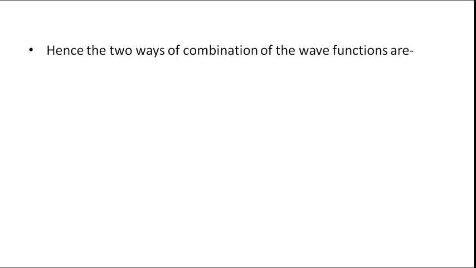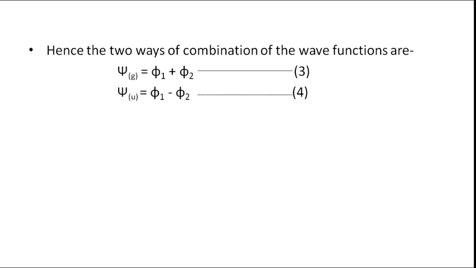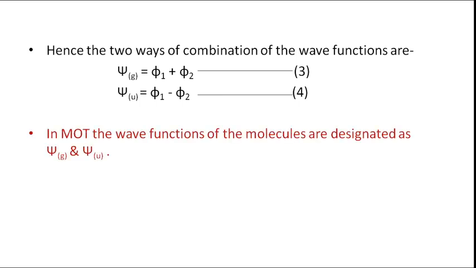Hence, the two ways of combination of the wave functions are: first, psi g equals phi1 plus phi2. This is equation 3. And psi u equals phi1 minus phi2. This is equation number 4. The first equation is for the addition, or having the same sign, and the second has the minus sign, plus and minus, that means the opposite sign. Hence, in MOT we can say that the wave functions of the molecules are psi g and psi u.